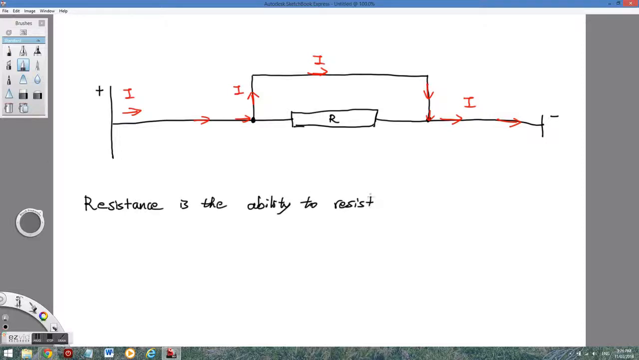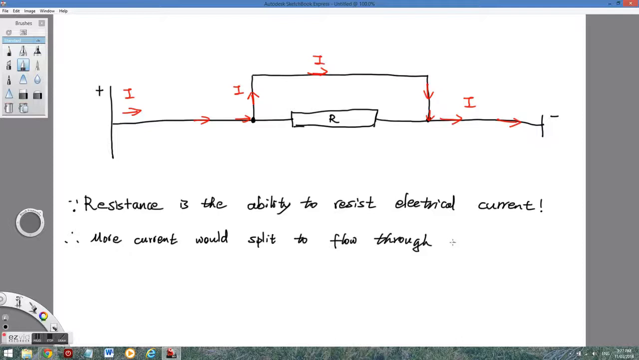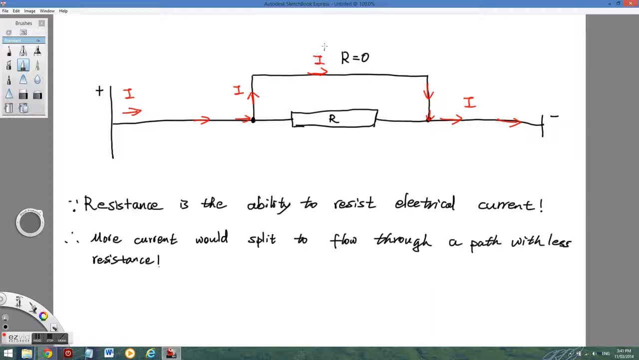So current is most likely to go through a path with less resistance. This is why we found more current through there. By the way, the resistance on the top is zero, so all the current will flow through the top.